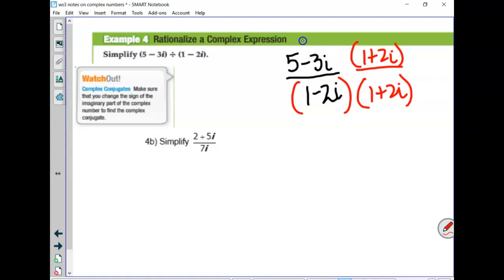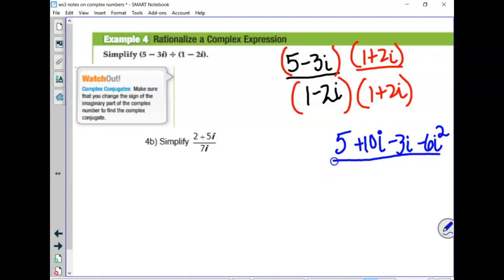All right, so we got to distribute on the top and distribute on the bottom. Last example of the day. 5 times 1 is 5. 5 times 2i is plus 10i. Negative 3i times 1 would be negative 3i. Negative 3i times positive 2i would be minus 6i squared. Super careful on these, right? That you don't lose a variable, that you don't make a sign mistake.